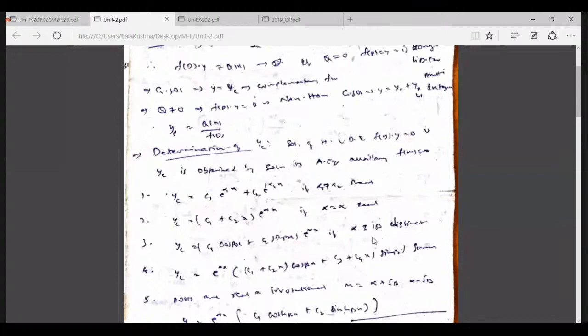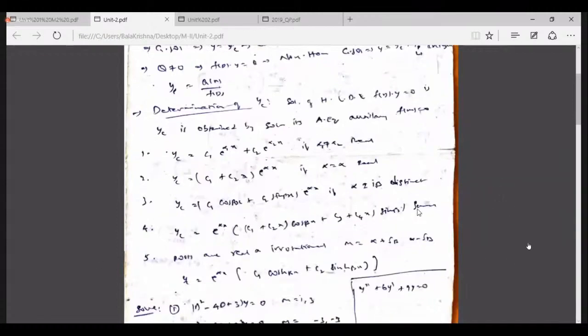When the roots are complex and distinct, in the format alpha plus i beta, it is given by (c1 cos beta x plus c2 sin beta x) into e power alpha x. When the complex roots are repeated, you should write (c1 plus c2 x) cos beta x plus (c3 plus c4 x) sin beta x, into e power alpha x.